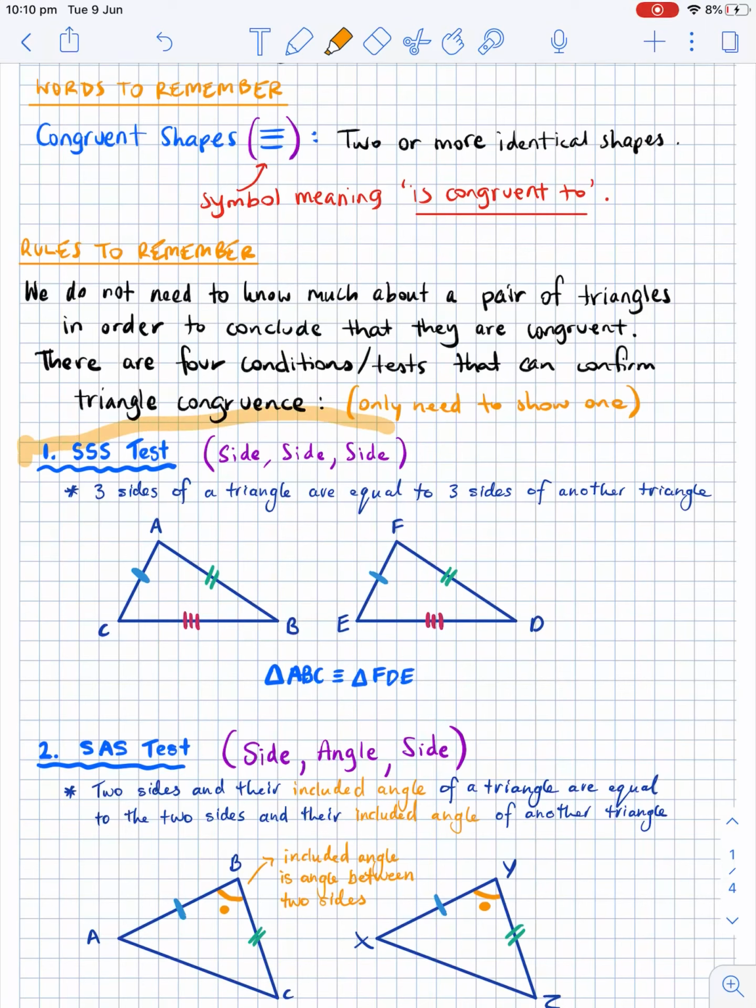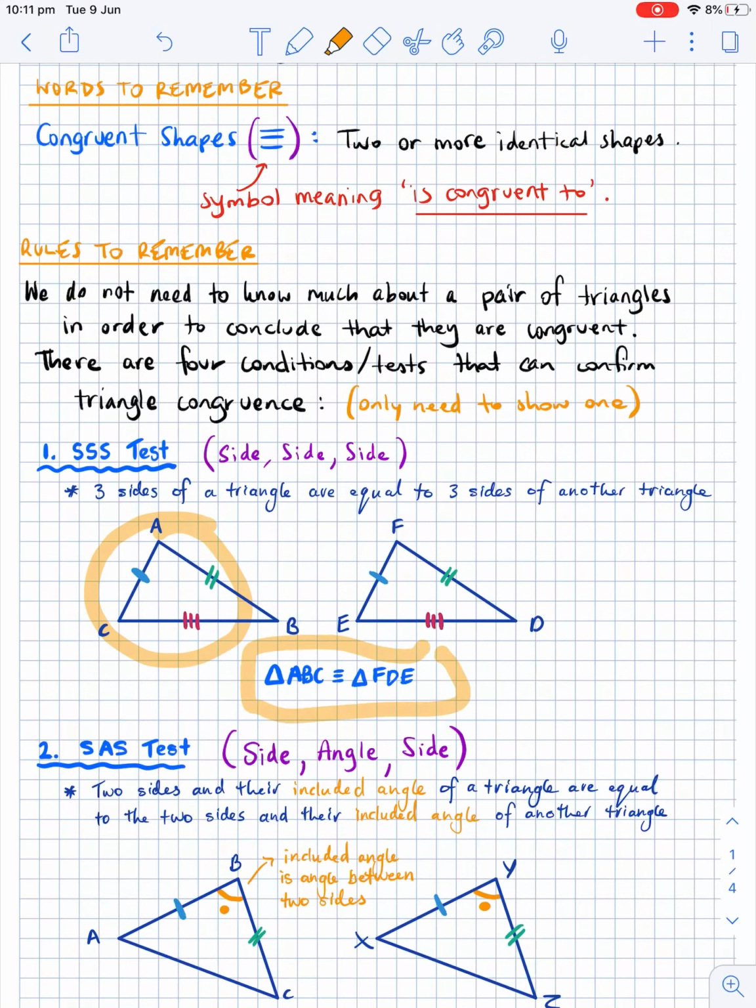If you know that all 3 sides of 2 triangles are the same, side, side, side, that is enough information to show you that these triangles are identical. So you don't need to know anything about the angles. All you need to know is that you've got these sides matching each other, and we can conclude that this triangle is identical to this one.